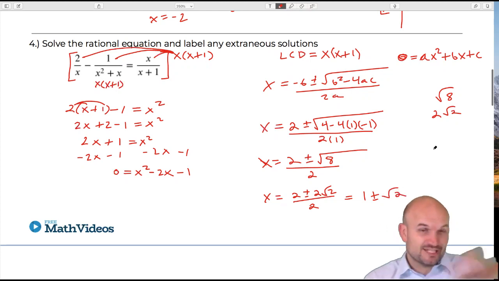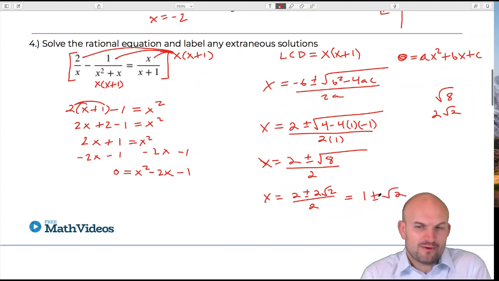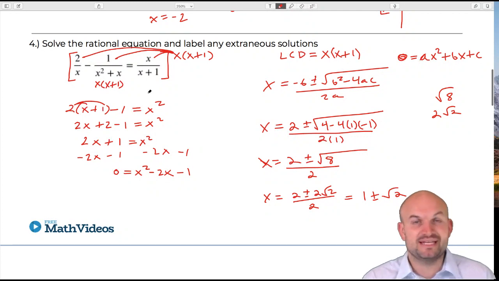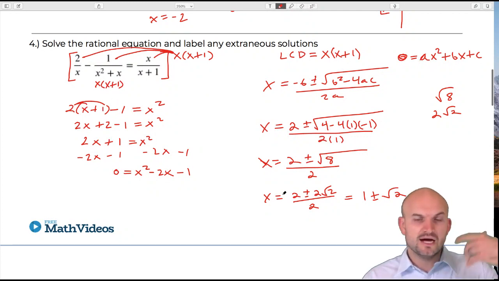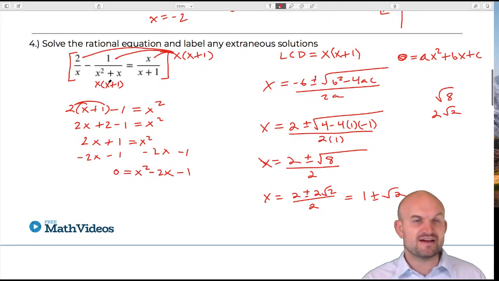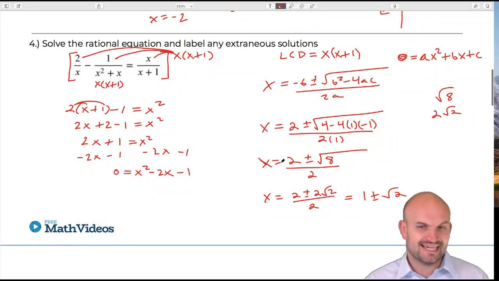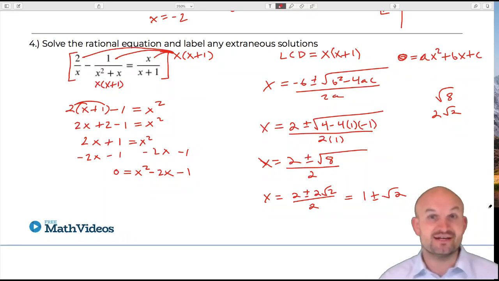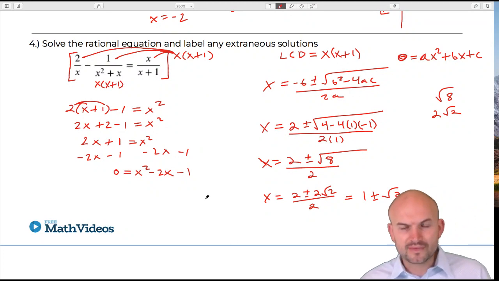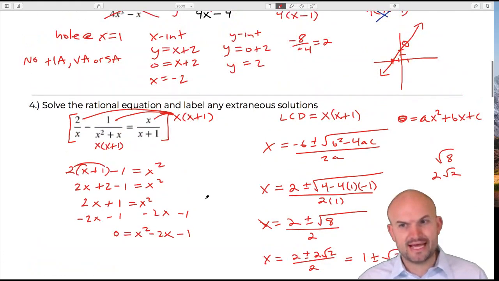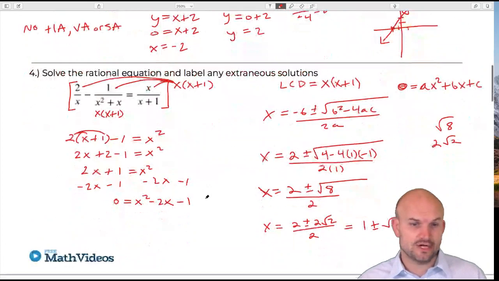Now, again, we could go back and check our answers, but we know that 1 plus or minus the square root of 2 is not going to be extraneous, right? We want to make sure that our solutions satisfy the original equation. And in this case, you can see that 1 plus or minus square root of 2 is not going to make any of my denominators 0. So therefore, we can say that they are not going to be extraneous. So those were the free response questions that I had my students go ahead and solve.